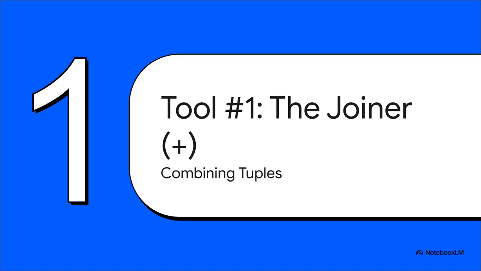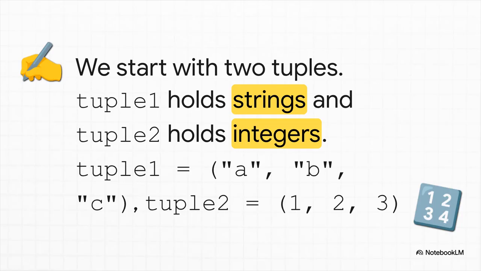All right, let's reach into that toolbox and pull out our first tool. We'll call this one the joiner. And guess what? It uses a symbol you already know and love, the simple plus sign. Its whole job is to combine, or concatenate, tuples. So let's look at a simple example. We've got tuple 1 here, holding a few letters, and then we've got tuple 2, which has some numbers. And right away, notice they're holding totally different types of data, strings and integers.